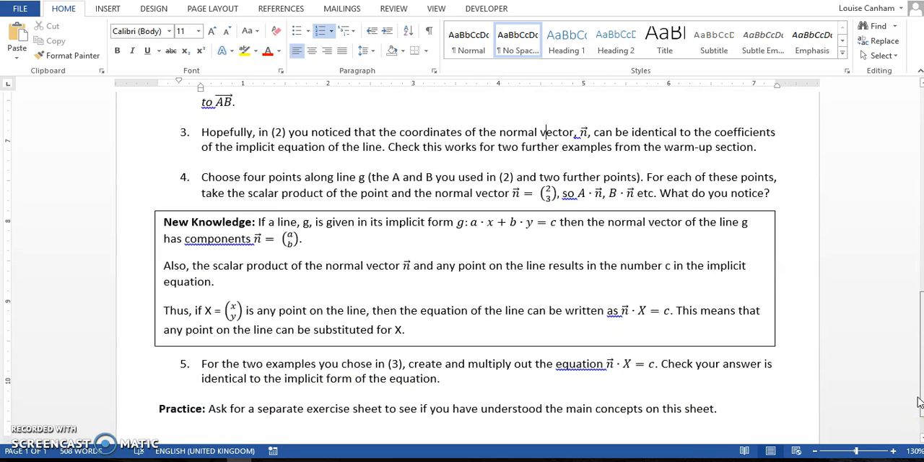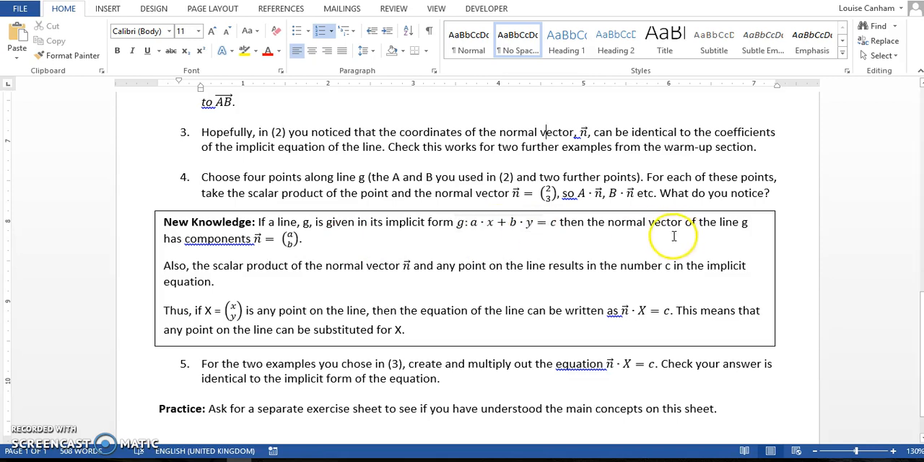And it kind of leads us on to our new knowledge, that if a line G is given in its implicit form, ax plus by is equal to c, then the normal vector of that line has components a and b. Also, the scalar product of this normal vector and any point on the line, so the coordinates of that point, results in the number c in the implicit equation. So if you have a, b and then a point on the line x, y, a, b scalar product x, y will give you that number c.